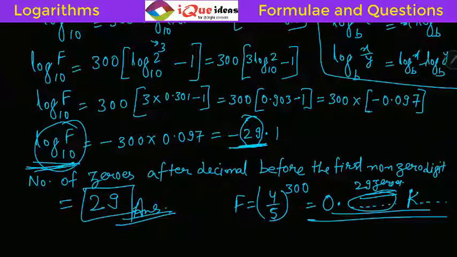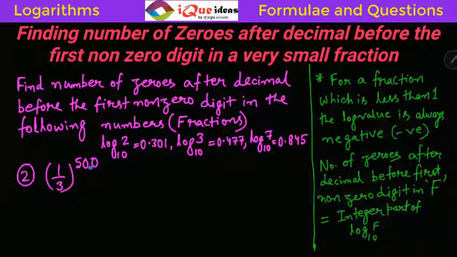Okay. Now let's take the next one. The second one is 1/3 raised to the power 500, and we have to find the same thing, the number of zeros after the decimal before the first non-zero digit. Alright, we still have the log 2, log 3, log 7 values, and still the same rule follows.